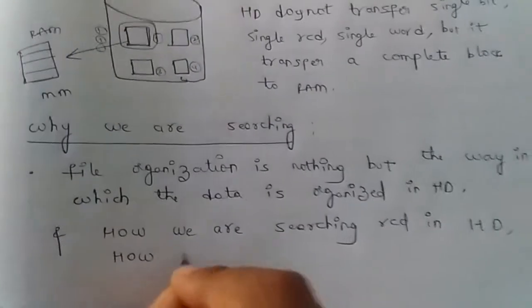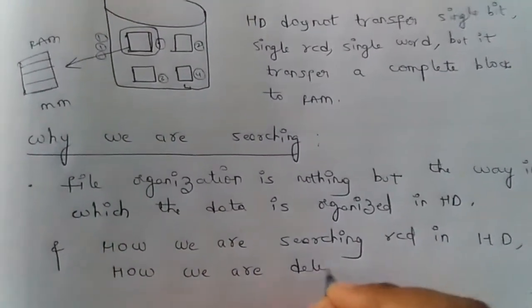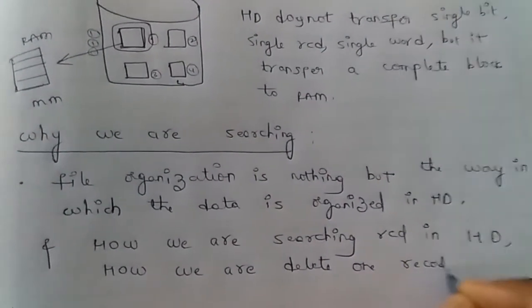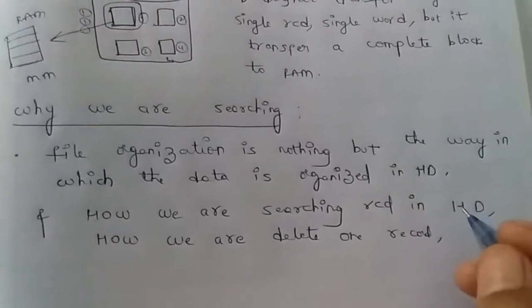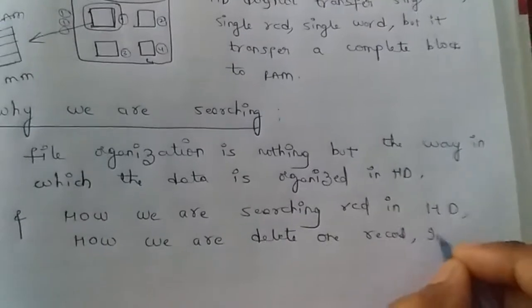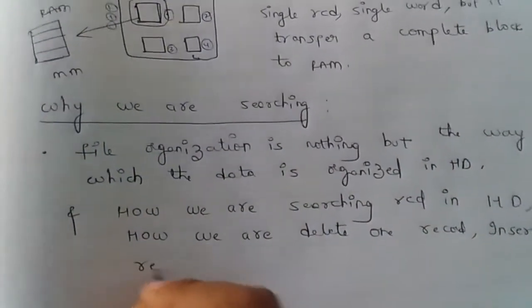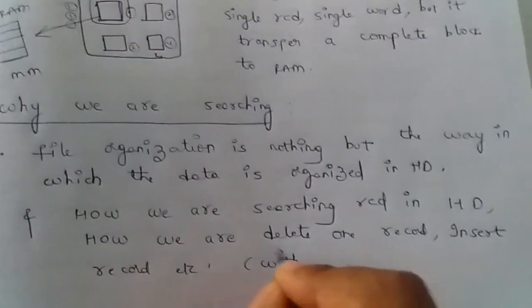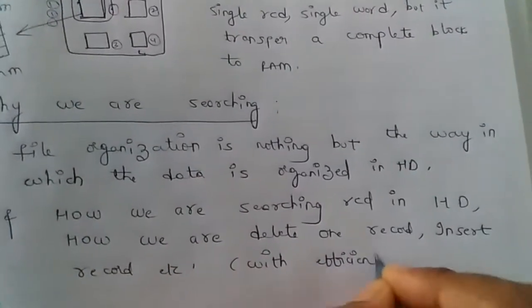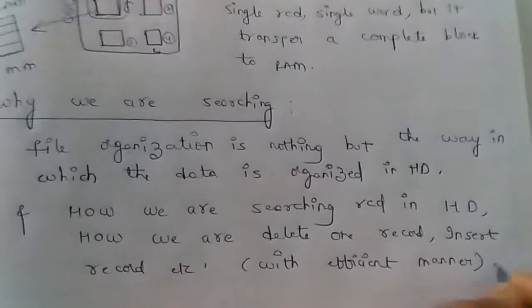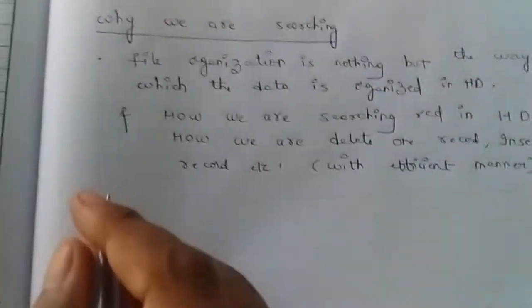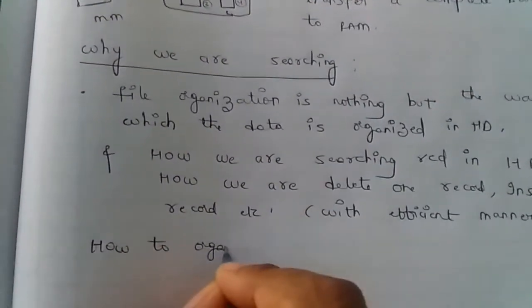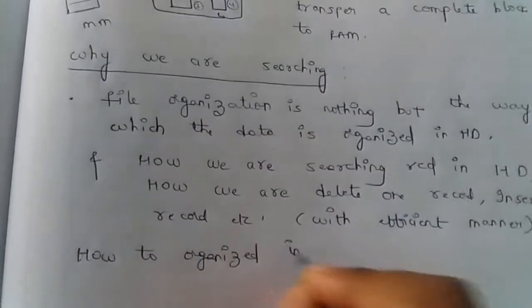and how we delete one record or two or more records, insert records, etc. in an efficient manner only. How to organize in database?